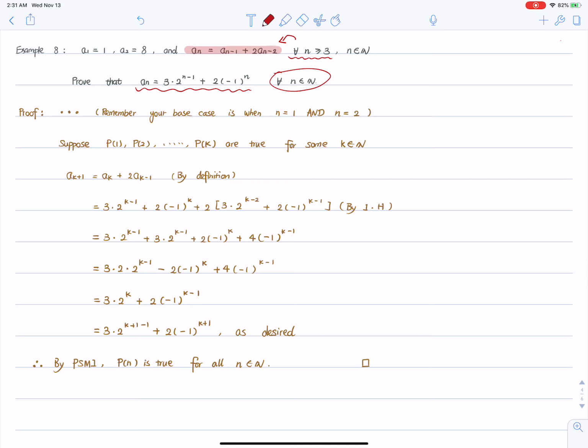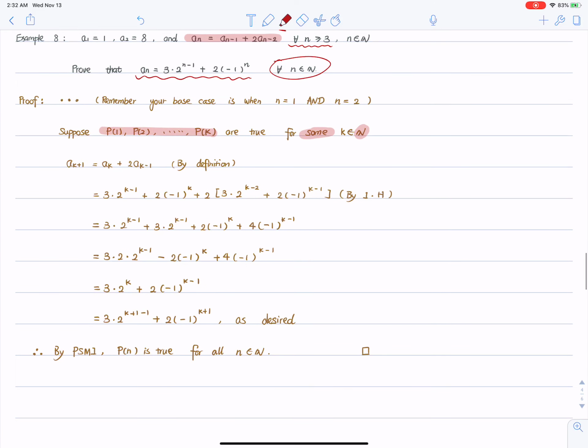Anyway, I'll let you do the base case and other stuff yourself. The hypothesis would be, suppose all of those are true for some k in natural numbers. Again, for some k in natural numbers.